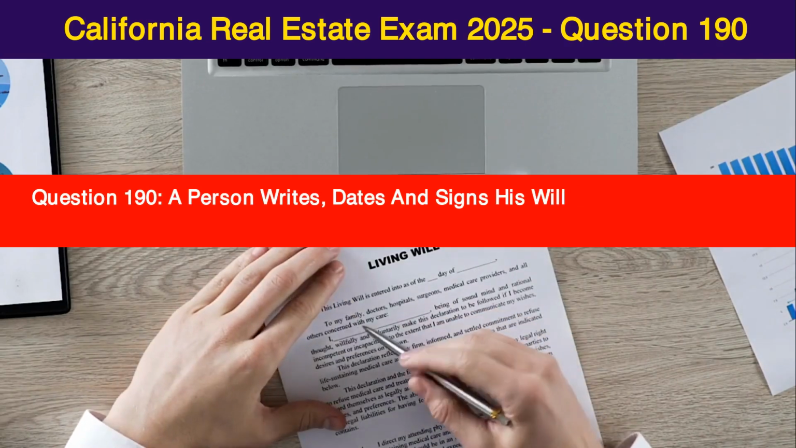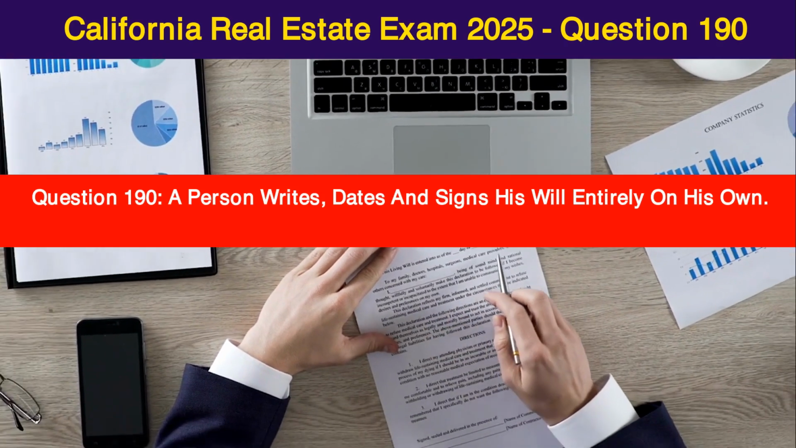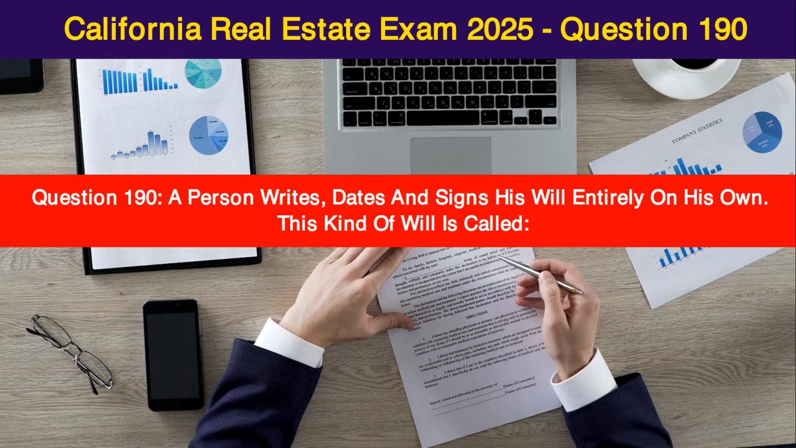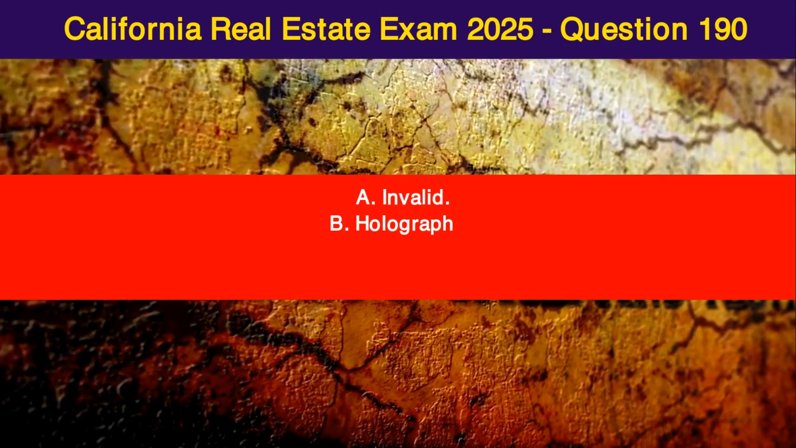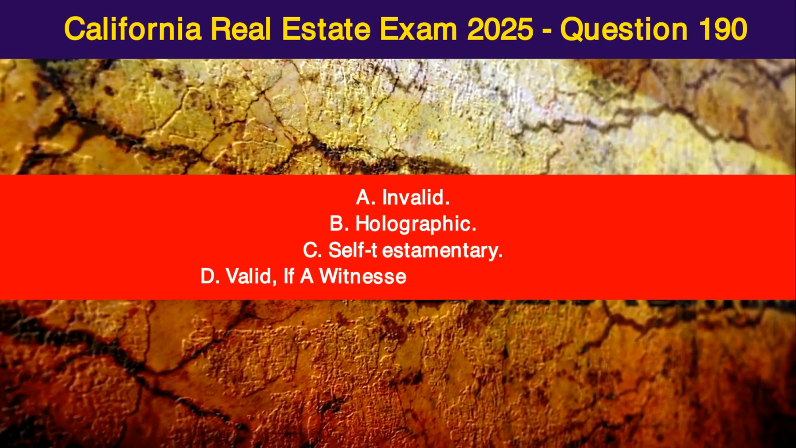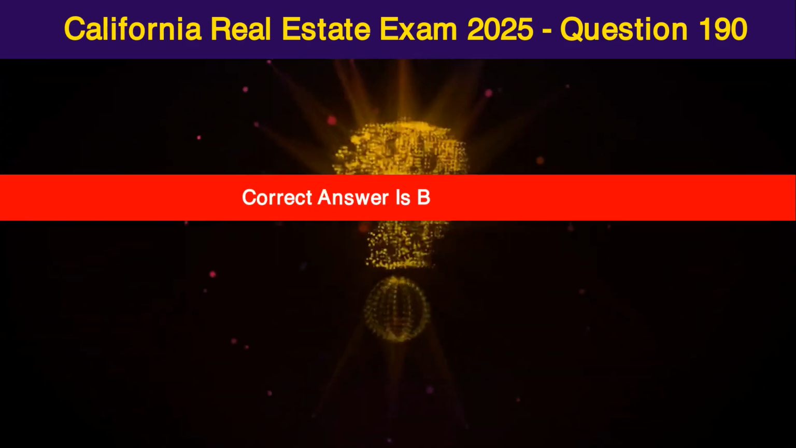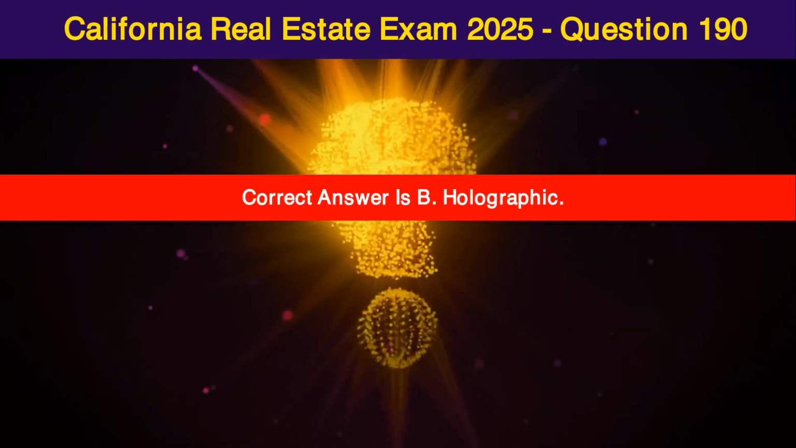Question 190. A person writes, dates and signs his will entirely on his own. This kind of will is called A. Invalid, B. Holographic, C. Self-testamentary, D. Valid, if witnessed by a non-relative. Correct answer is B. Holographic.